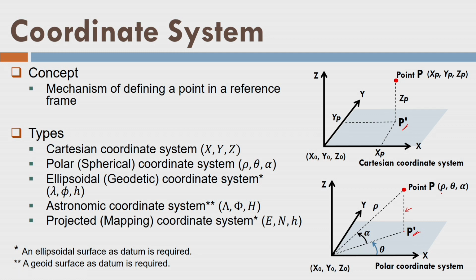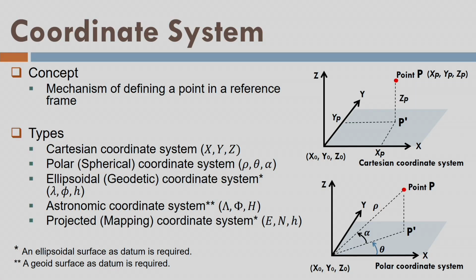So this is the rho, theta and alpha, which is the 3D position again of point P. This is the idea of locating point P in two ways. One, I am locating it in the Cartesian way, and another way is the polar or spherical coordinate system. Remember, the point is the same, the reference frame is the same, the origin of the reference frame is also the same, but it is two ways of defining a point, right?